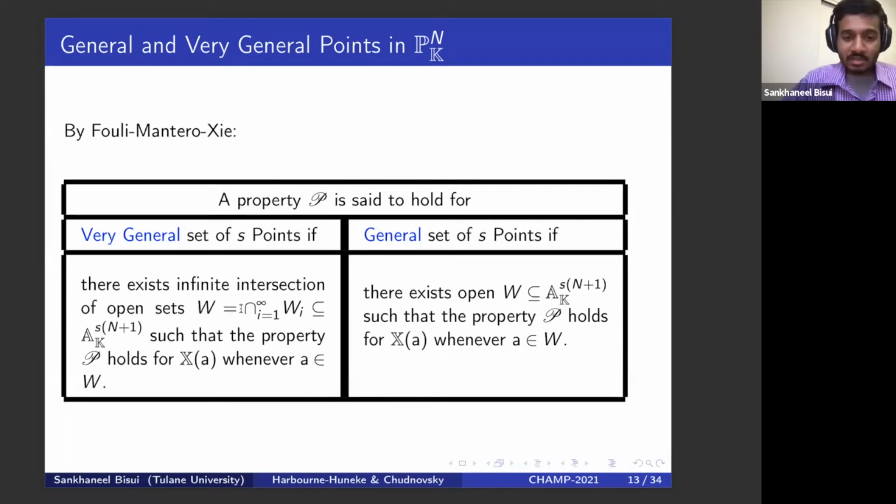And this intersection of open sets is an infinite intersection. So in general, we cannot say that it is an open set. We have to produce some different way. We have to use some different technique to produce that exact open set for which some property is satisfied.